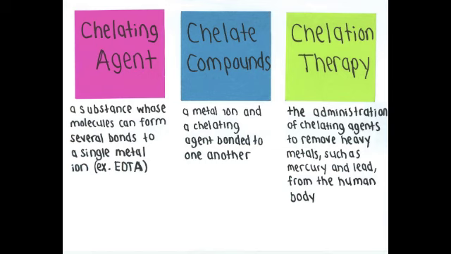Chelation therapy is the administration of chelating agents to remove heavy metals such as mercury and lead from the human body. Chelation therapy has typically been used to treat heavy metal poisoning, but many researchers are interested to see if it would work in the treatment of other diseases, such as cancer.